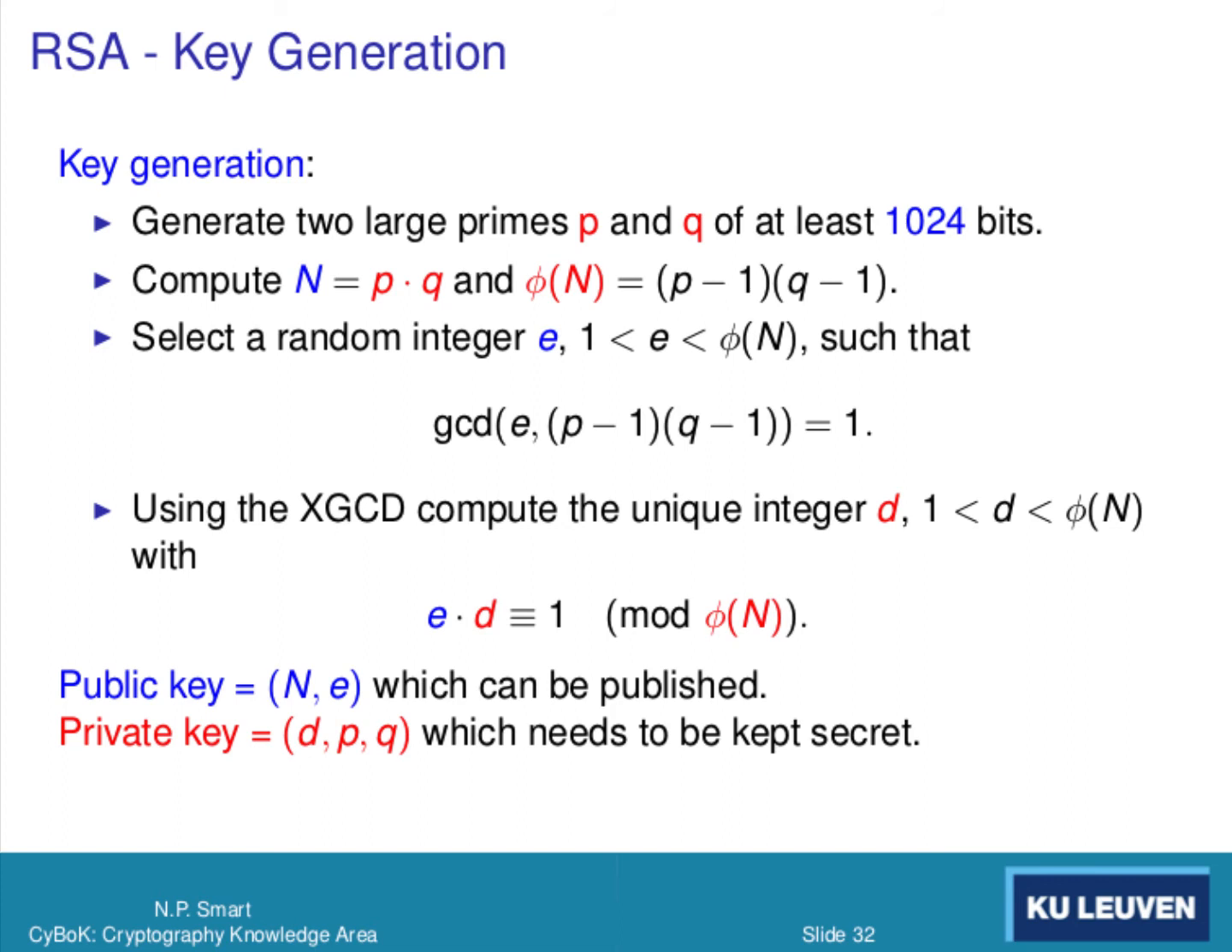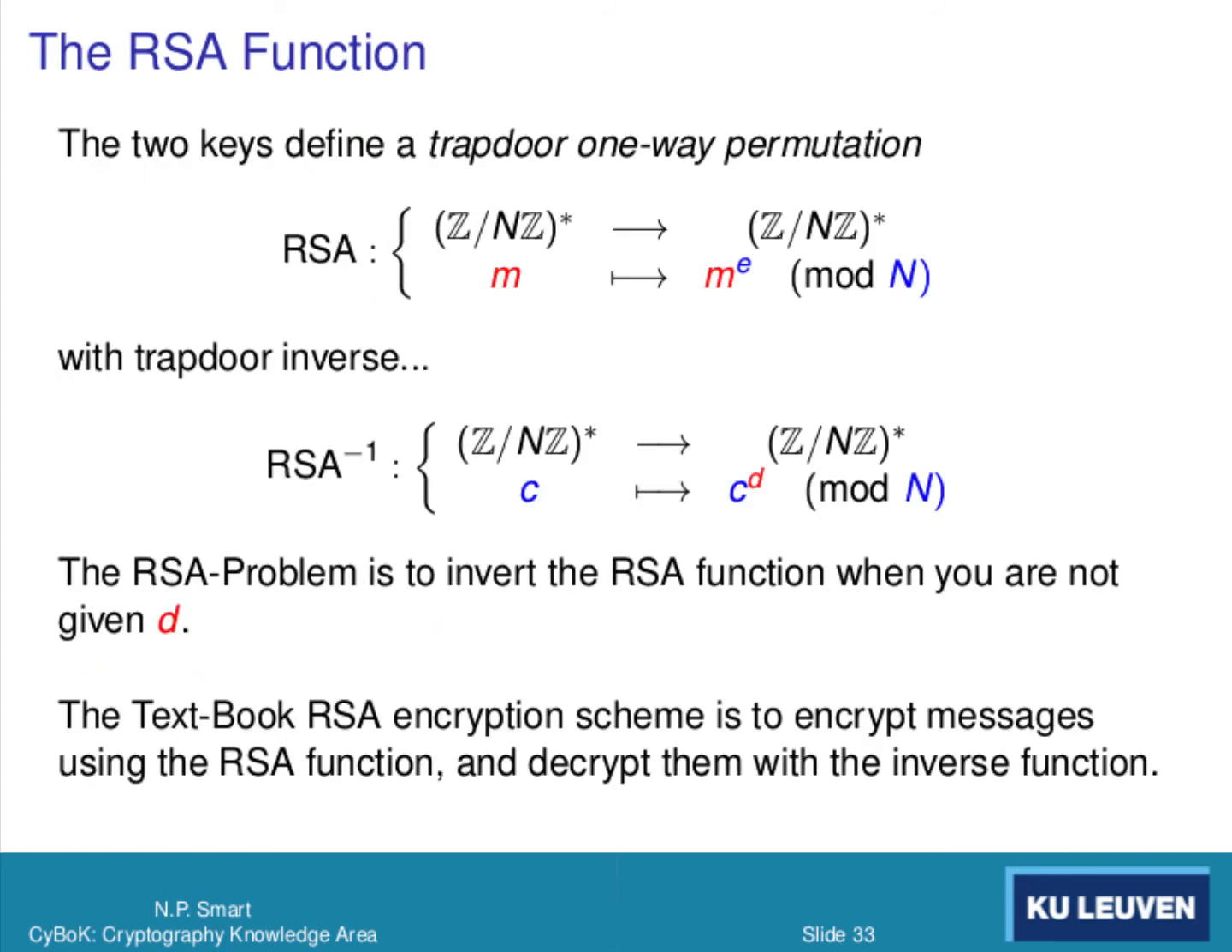called the private decryption exponent, such that e times d is equal to 1 modulo phi of n. So these are the values that we keep. The public key is n and e, and the private key is d, p, and q.